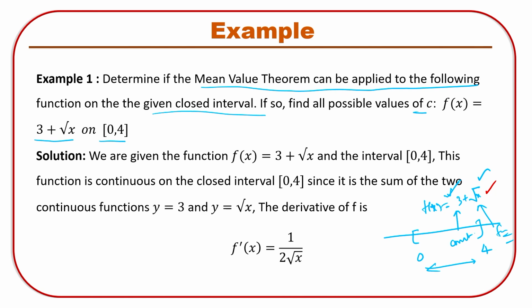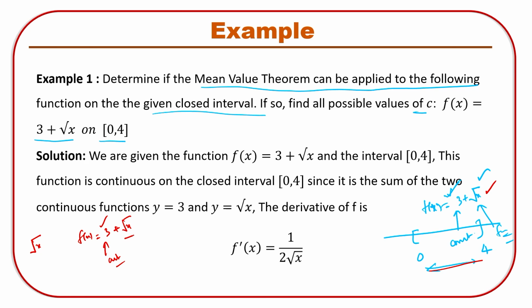Now check whether it is differentiable in the open interval 0 to 4. Let this function f(x) be equal to 3 plus root x. So 3 is a constant function. Every constant function is continuous as well as differentiable in that interval. So that's why 3 is differentiable in 0 to 4.